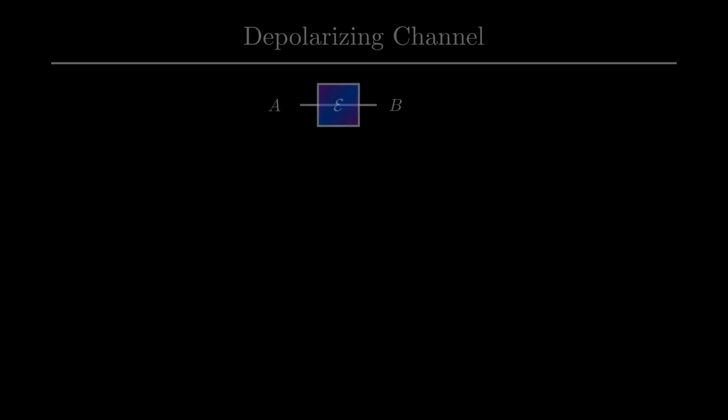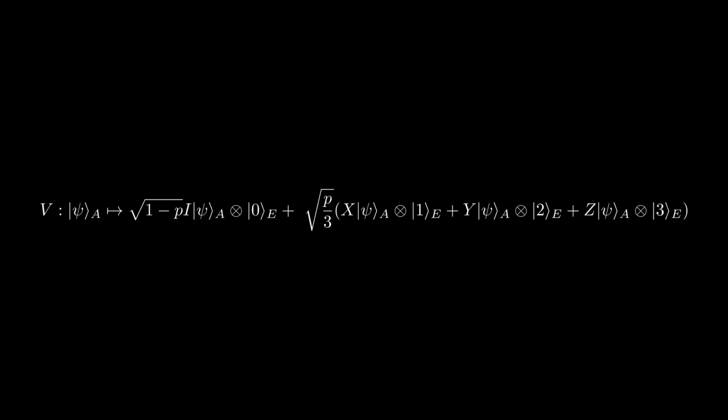To get an isometric representation of this channel, we can introduce a 4-dimensional auxiliary system E, which you can think of as the environment. This state effectively keeps track of which error occurs, with 0 meaning no error, 1 meaning x, 2 meaning y, and 3 meaning z.